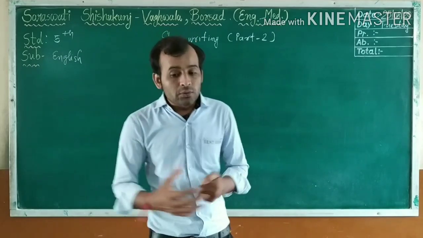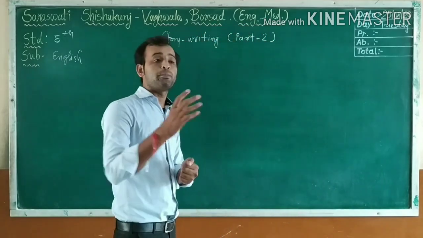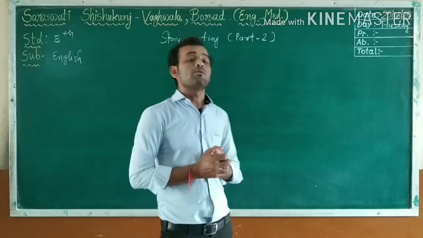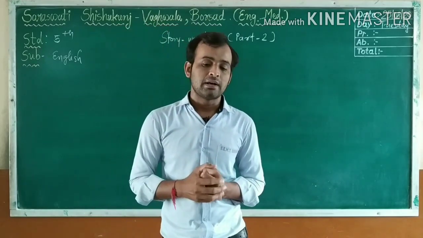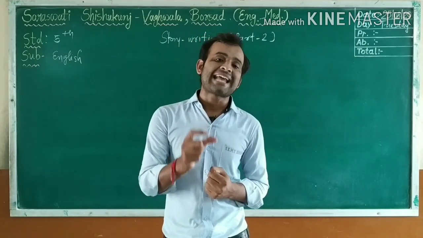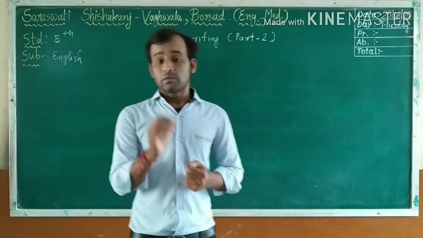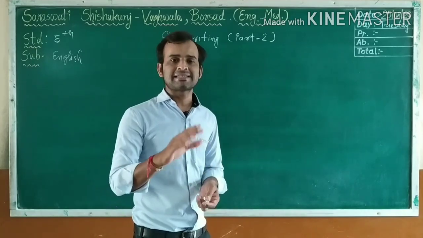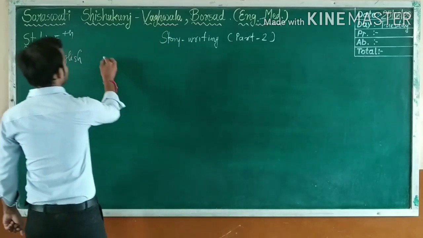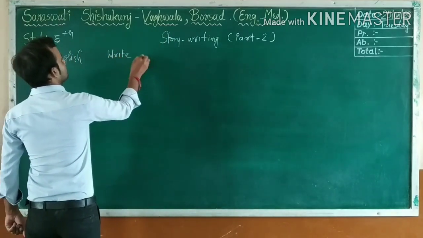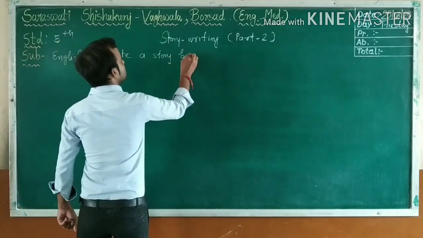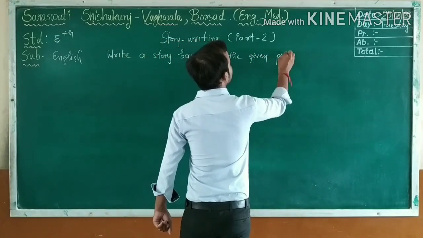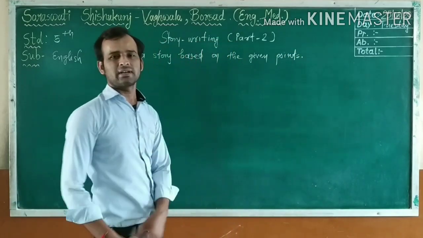Let's see my story. Dear students, here I am giving you points. From the points, we need to start the story. But dear students, if you remember, for writing a story, we need to remember characters and the tense. What? Past tense. We need to use past tense for writing a story. First of all, we will start with the points. Here, the title is: Write a Story based on the given points.